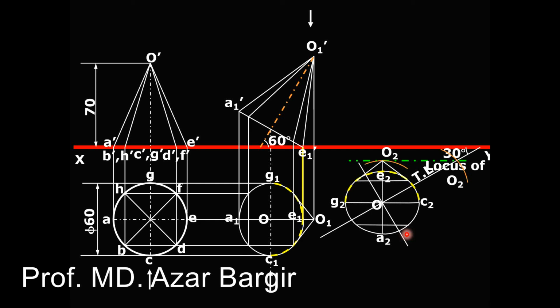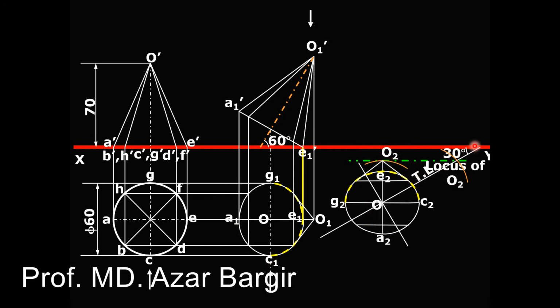Instead of drawing in this way, you can draw here, consider the O point first, and then the reconstruction will be done. Just take the distance from O to C, then take that distance here, then O to G, take the distance here on a straight line, then O to E, take the distance here, then O to A, take the distance here, A2, and then again take the distance from O to O1 and you will get O2. So in this way you have reconstructed the cone over here.